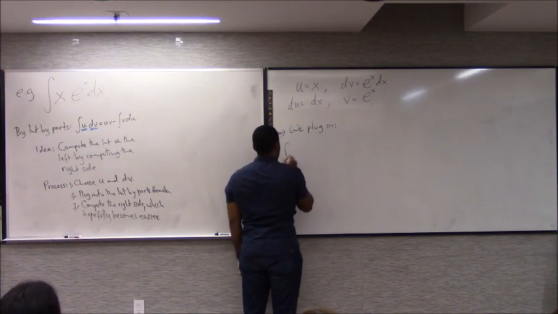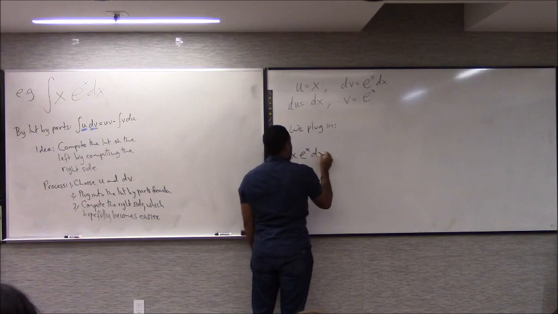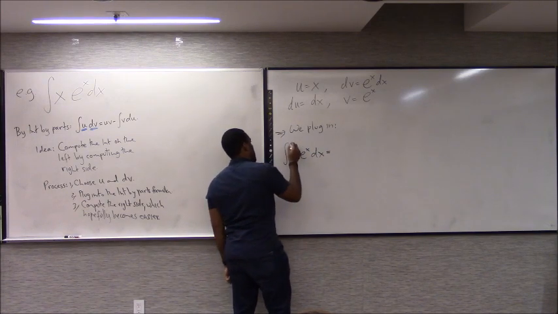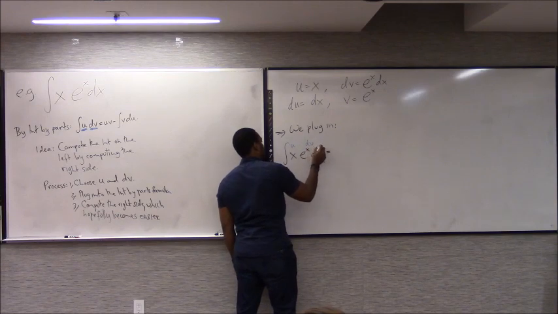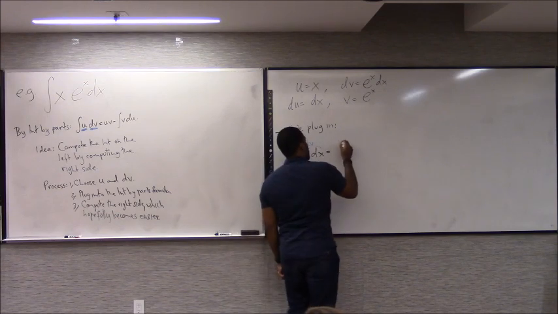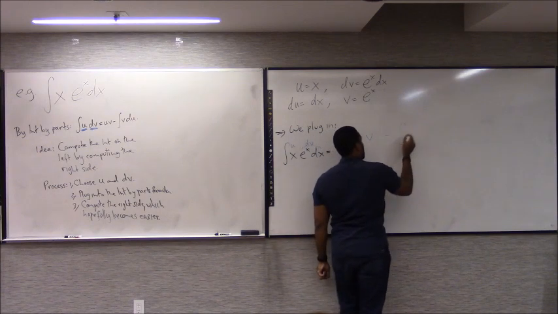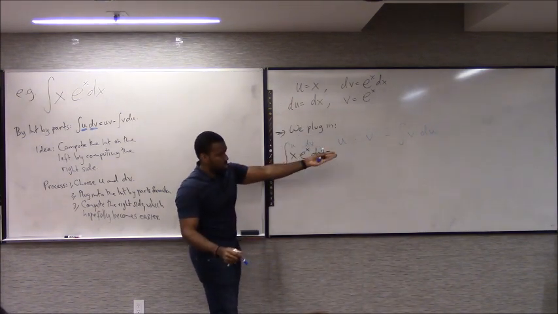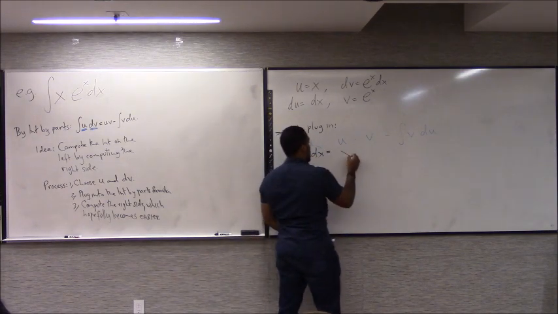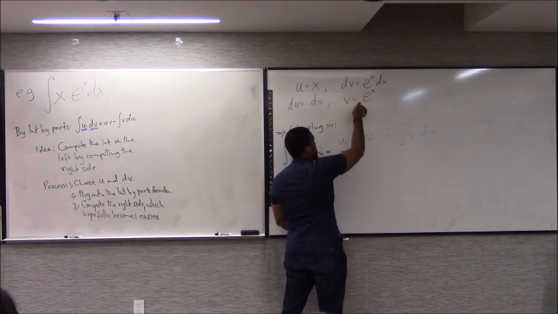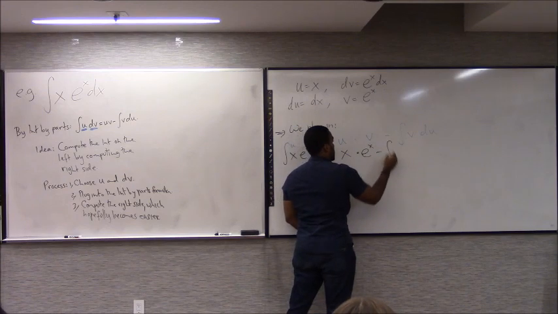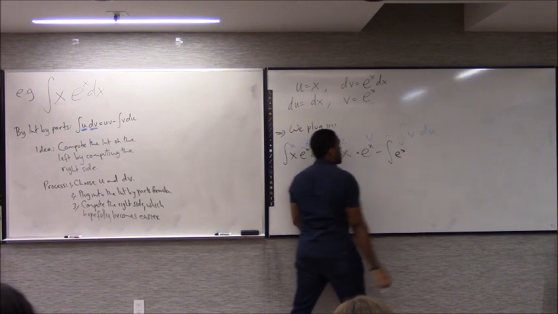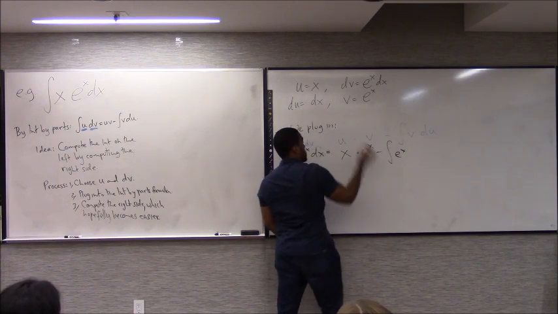And so the integral of x e to the x would be equal to, so here, this is the u and the dv. The result should be u times v minus the integral of v du. We found the parts, we're going to plug them in. So the u is x, the v is e to the x, and the du is just dx.